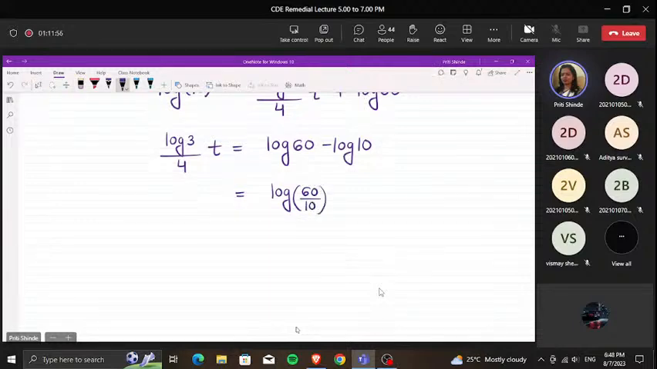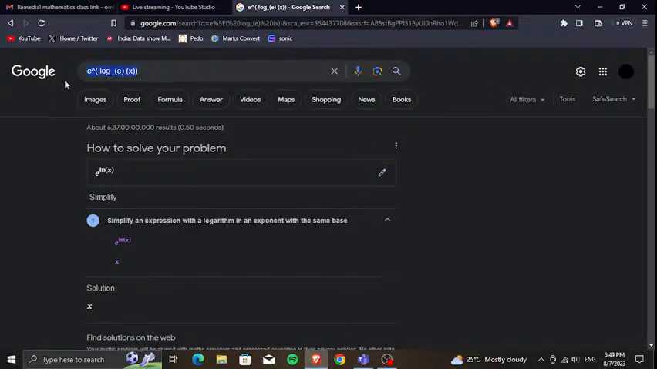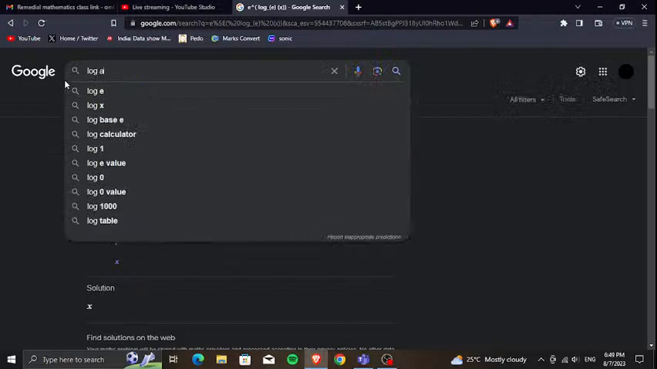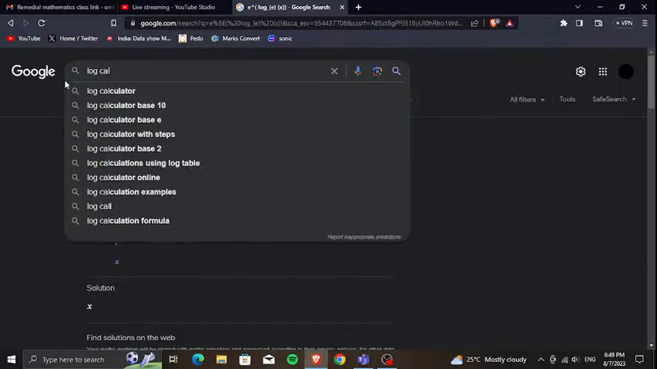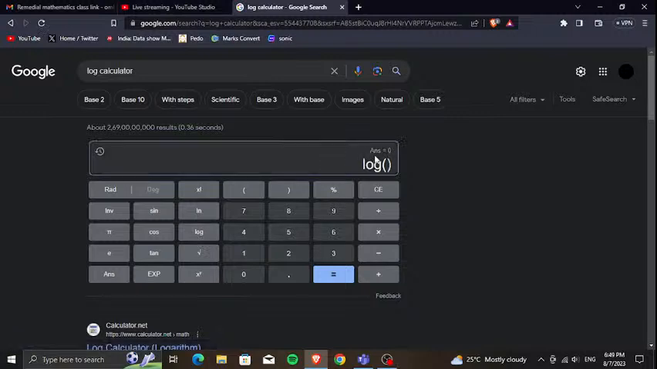It's not log of 50. Okay. Use properties of log. So it's log 6 only. Okay. Log 6. So log 3 t divided by 4. But we want the value of t only. So it's log 6 into 4 divided by log 3.